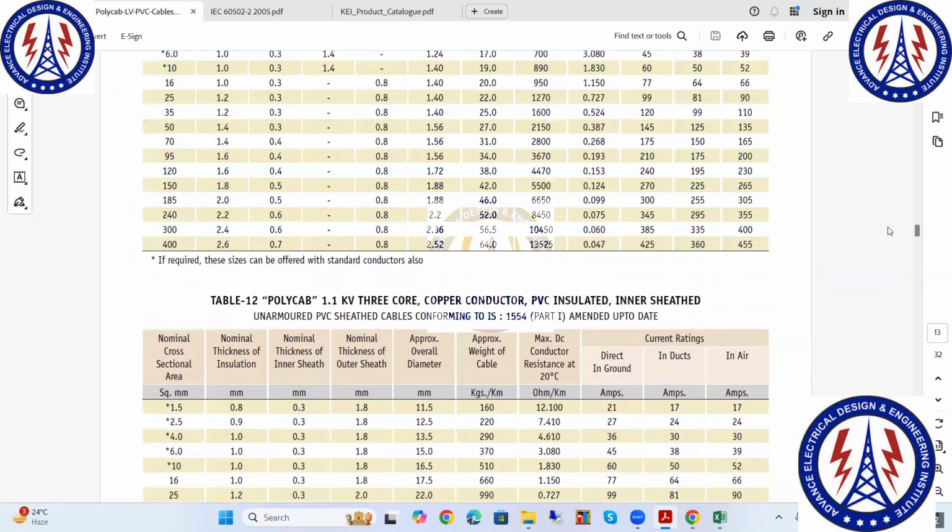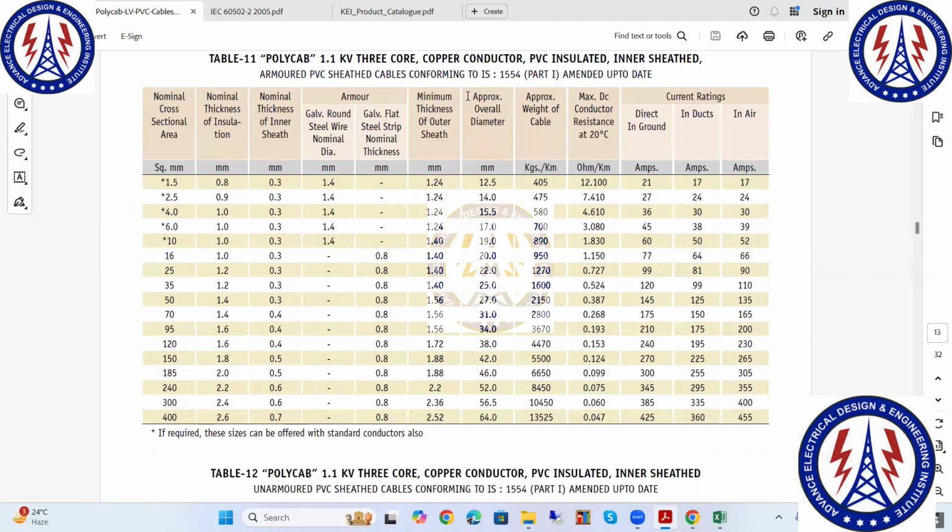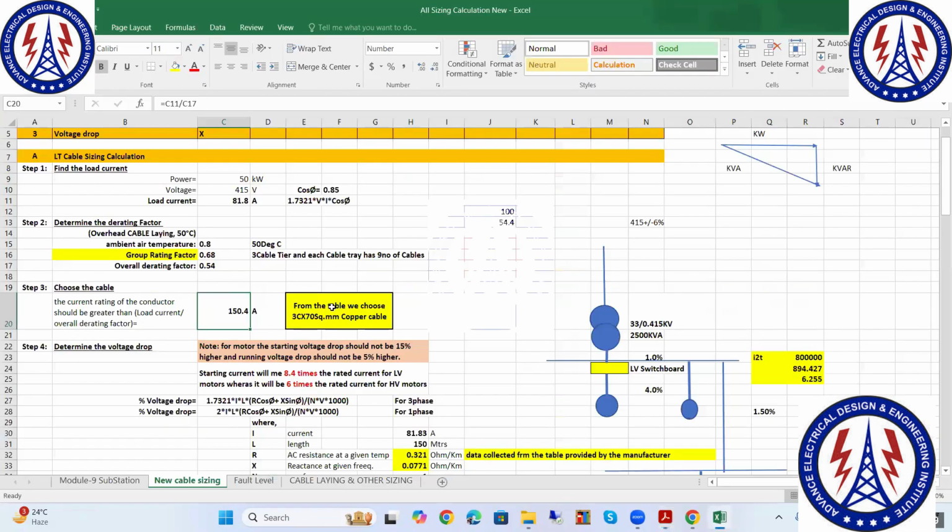So 3-core copper armored. Our requirement is 151, so it will come here, 165. So in air, 165. The cross section is 70 square mm, right? So as per the first condition, I can take 3-core 70 square mm copper cable. Clear? First step is clear.